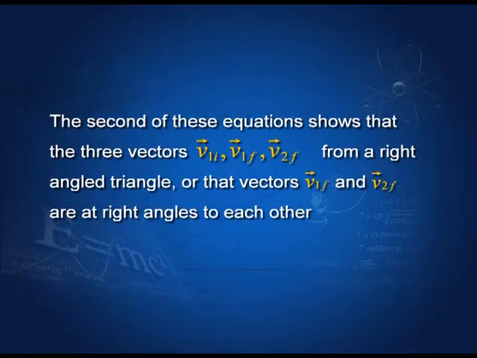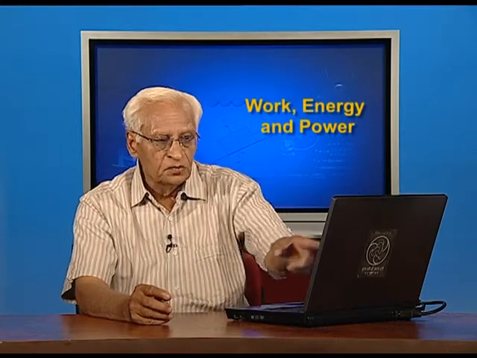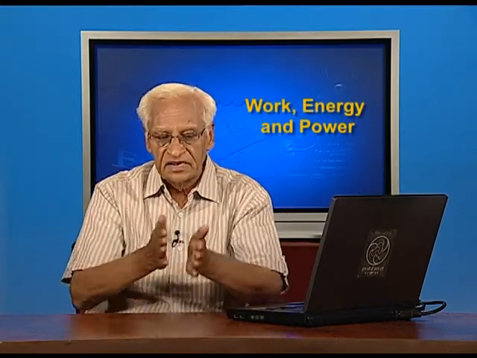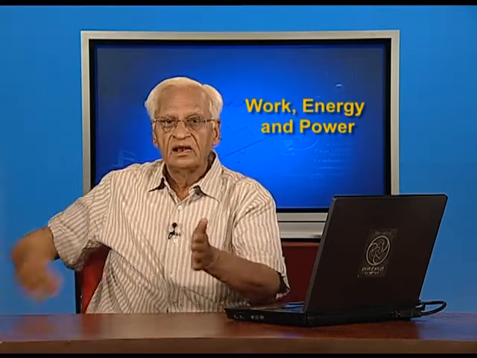What does it show? If you remember your Pythagoras theorem, you would see that v1i, v1f and v2f form a right angled triangle, as I have shown here. v1f and v2f are at right angles to each other. The final momenta of the two particles are at right angles. That is, after collision, they move at right angles to each other.